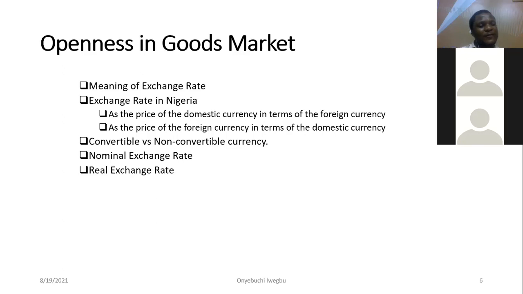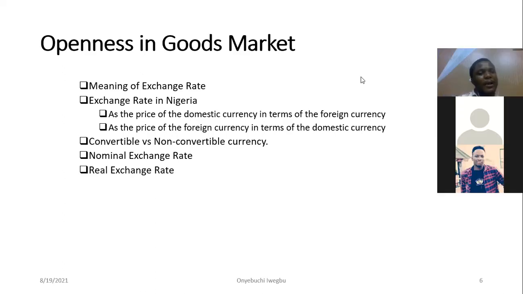Can somebody just speak for the class? Which one would you prefer for us to use so that we can stick with that? So let's just use the price of the foreign currency in terms of domestic currency. Price of the foreign currency in terms of domestic currency. That's number 2. Any contrary opinion?